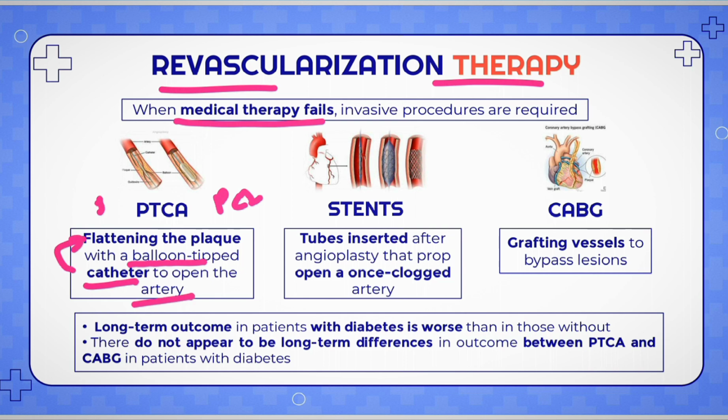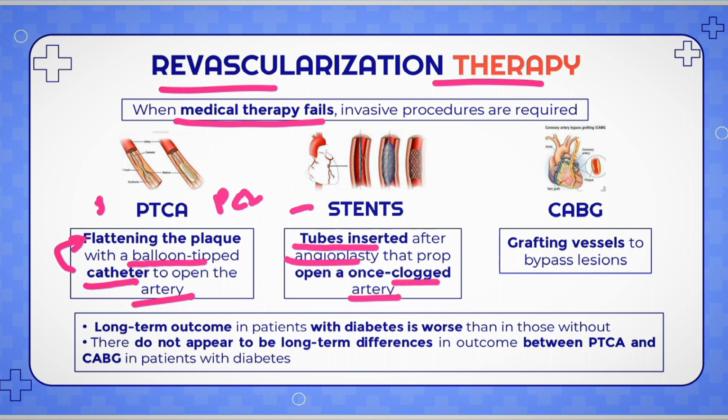The second method is stenting. In this, a small metal mesh tube is inserted into the coronary arteries, and it is performed only after, or immediately after, the angioplasty. This metal mesh tube properly opens the clogged artery and also prevents the artery from closing up again.